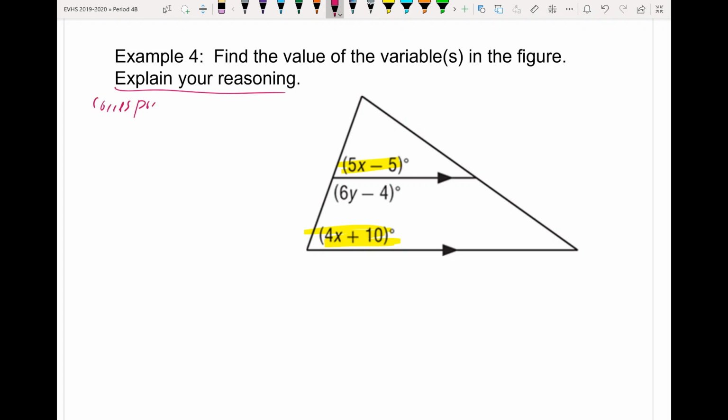I'm just going to say here the corresponding angles theorem, because that tells me that they are congruent. So, 5x minus 5 is equal to 4x plus 10.